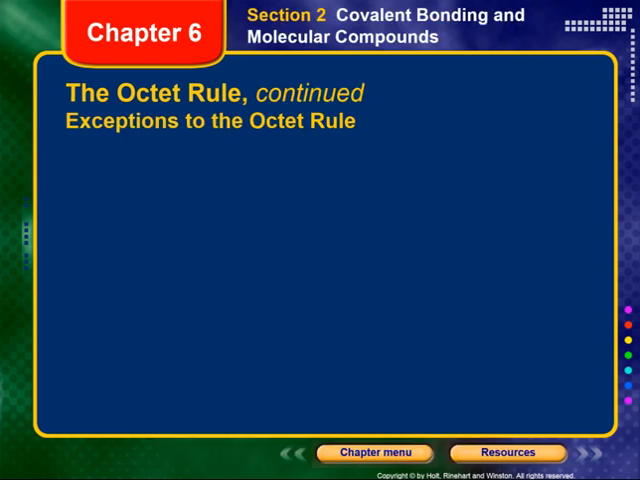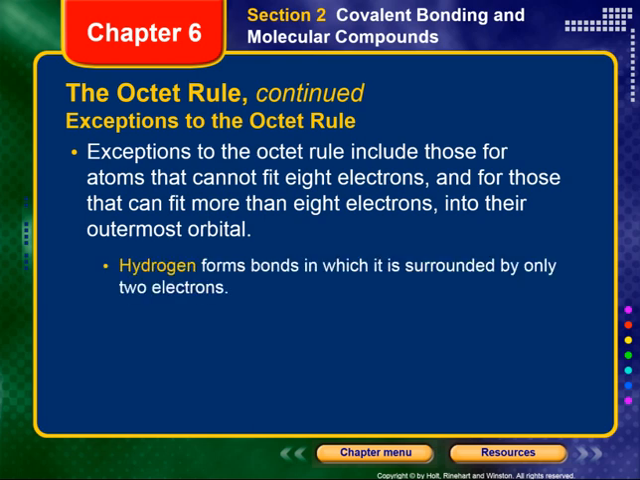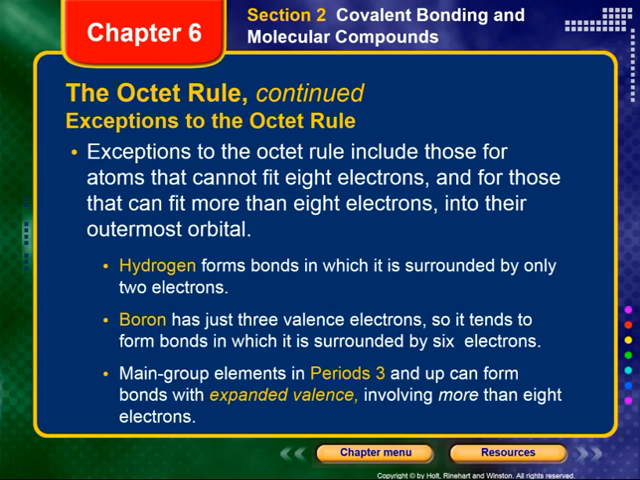Now, there are some exceptions to the octet rule that we want to be aware of. Exceptions to the octet rule include those atoms that cannot fit 8, meaning they can only hold fewer than 8, and those that can fit more than 8 into their outermost orbital. Examples of elements that cannot fit all the way up to 8: we have hydrogen. Hydrogen forms bonds in which it is surrounded by only 2 electrons. So it's not an octet, it's a duet. But hydrogen and helium are the only exceptions in that same way.